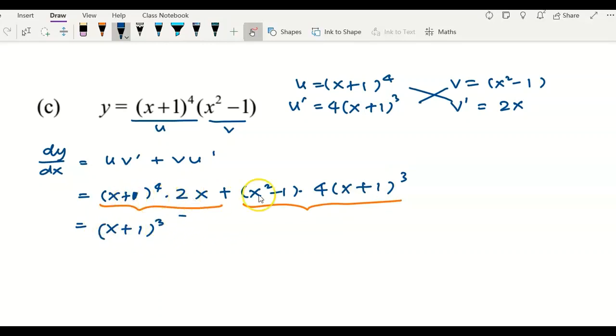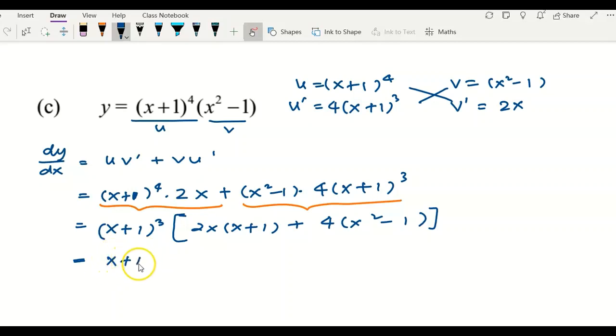Then is there any more common factor? If there's no more, then we can put a bracket to consider what is left in the first and the second term. So when the first term, 2x(x plus 1) to the power of 4, is divided by this (x plus 1) to the power of 3, what we left inside is 2x(x plus 1). All right, then plus, when you consider the second term, if it is divided by (x plus 1) to the power of 3, then what we left inside here is 4(x squared minus 1).